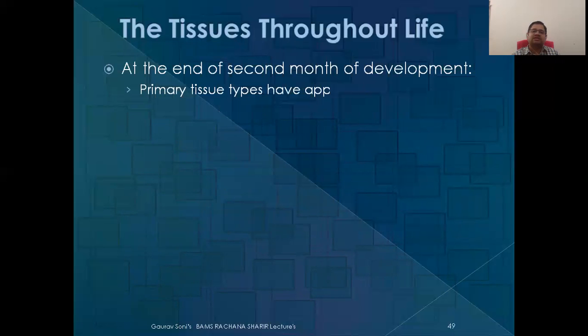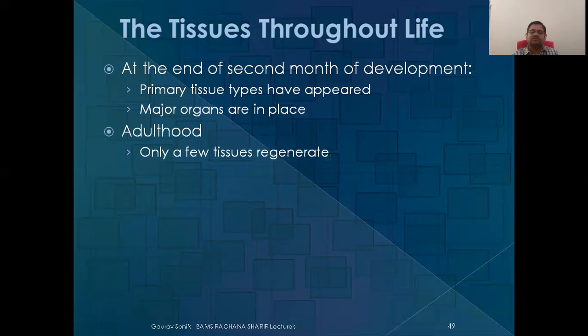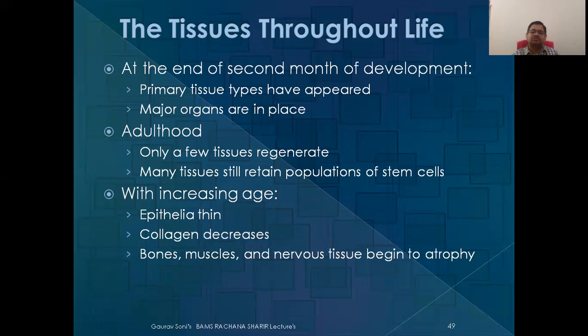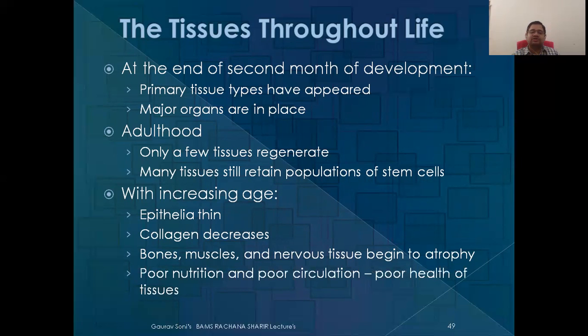The tissues throughout life: at the end of the second month of development, primary tissues have appeared and major organs are placed. In adulthood, only a few tissues can regenerate. Many tissues still retain a population of stem cells. With increasing age, epithelium becomes thinner. Collagen decreases, and bone, muscle, and nerve tissue begin to atrophy. Poor nutrition and poor circulation also lead to poor health of the tissues and ultimately poor health of the structures which develop from that particular tissue.